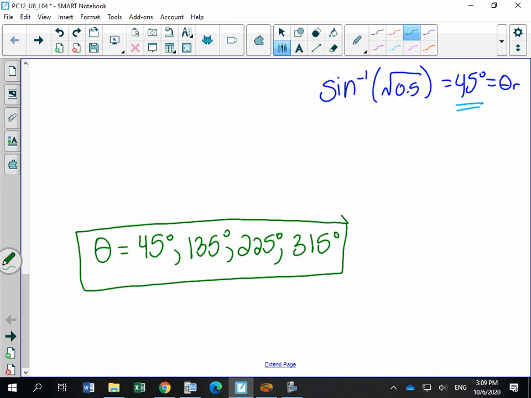And that would be your 4th and last answer. Let's look at class example 3 and 4 next.